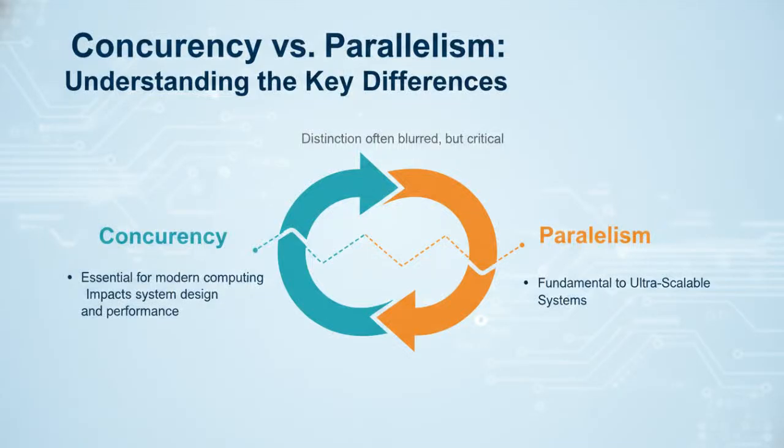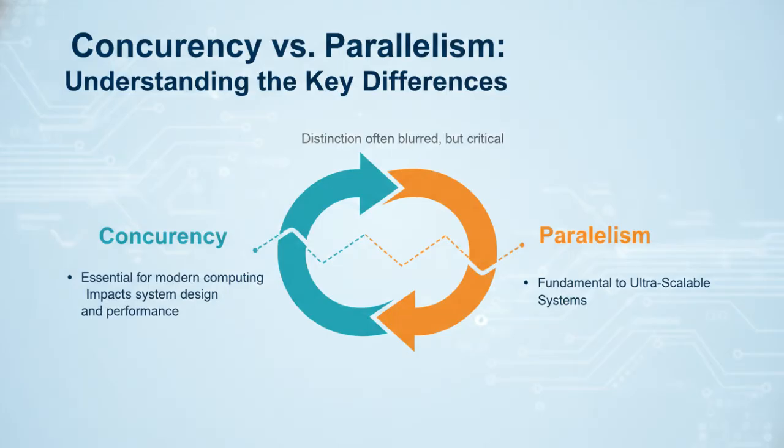Good morning, everyone. Today, we're diving into two fundamental concepts in computer science and system design, concurrency and parallelism. While often used interchangeably, understanding their distinct differences is crucial for anyone engaging with modern technological developments.